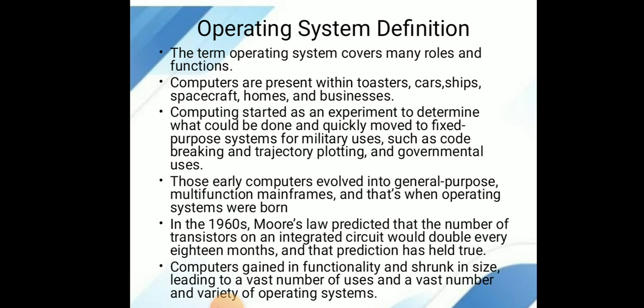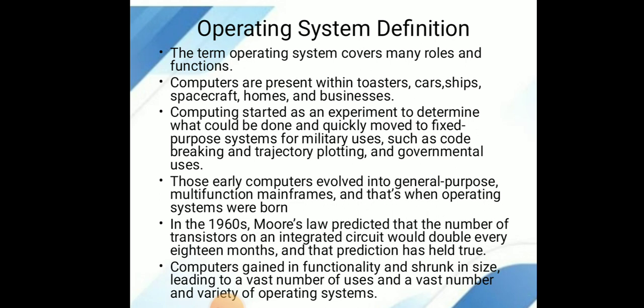What is an operating system? The term operating system covers many roles and functions. Computers are present within toasters, cars, ships, spacecraft, homes, and businesses. Computing started as an experiment to determine what could be done and quickly moved to fixed-purpose systems for military uses, such as code breaking and trajectory plotting, and governmental uses. Those early computers evolved into general-purpose, multifunction mainframes, and that's when operating systems were born.